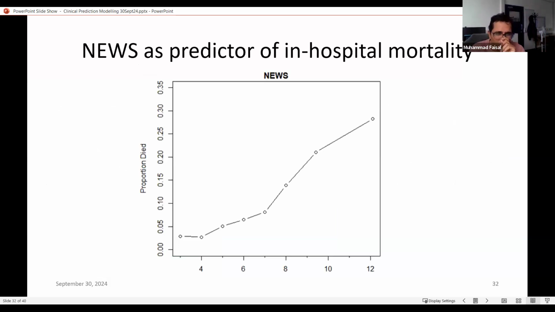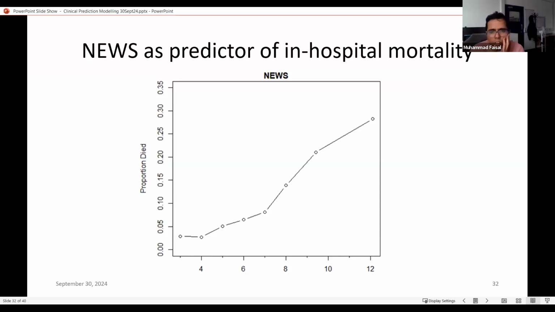One of the things I did: clinicians do not really use this NEWS score for mortality, but we were interested to explore how it is linked with mortality. On the y-axis is the observed proportion of people who died in the hospital, and on the x-axis is the NEWS score, at 4, 6, 8, 10. As the score gets higher, the proportion of mortality goes up as well.